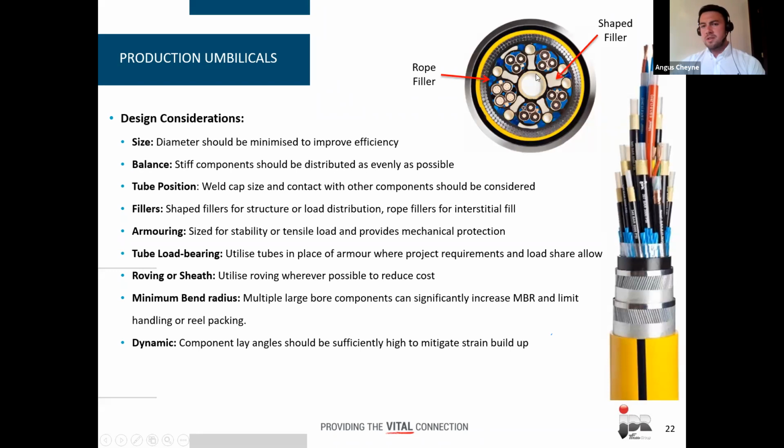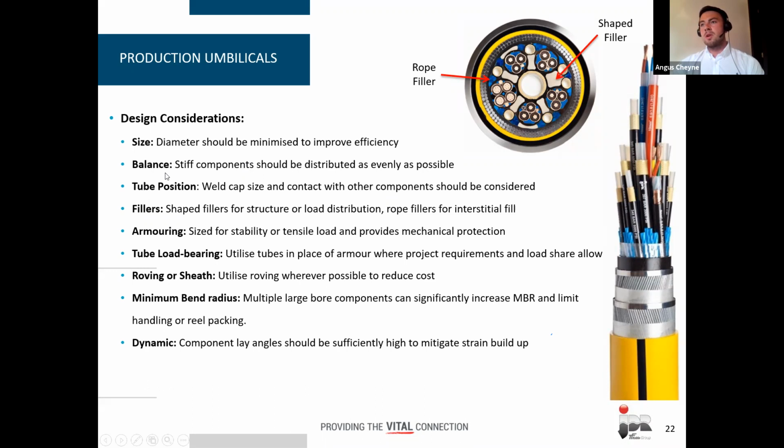So there's some key design considerations here. I'm not going to read through all of these. I'm going to highlight some of the key ones that apply to most umbilicals. So the size is obviously very important. The bigger the umbilical, generally, the more expensive it's going to be, or at least it can increase other costs such as installation. So we should always try and ensure that the diameter is kept as small as possible, whilst considering design rules and such.